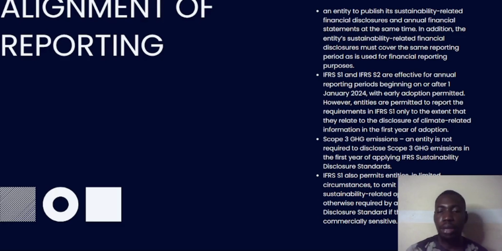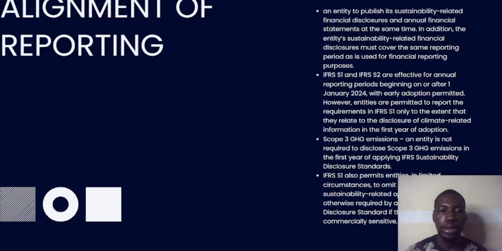And in the second year that it applies the standards, that is in the second year of reporting based on ISSB standards, an entity will be required to provide information under IFRS S1 about its other sustainability risks and opportunities. So this will allow entities time to build capacity necessary to report consistent, complete, comparable, and verifiable sustainability-related financial disclosures. So another transitional provision is the scope 3 greenhouse gas emissions. As I mentioned earlier, an entity is not required to disclose scope 3 greenhouse gas emissions in the first step of applying the IFRS sustainability disclosure standards.